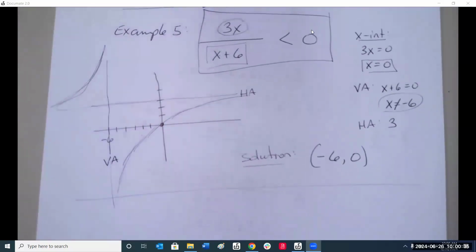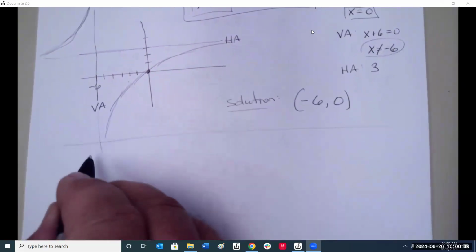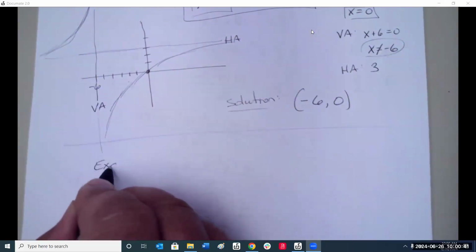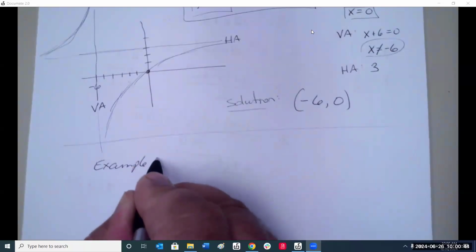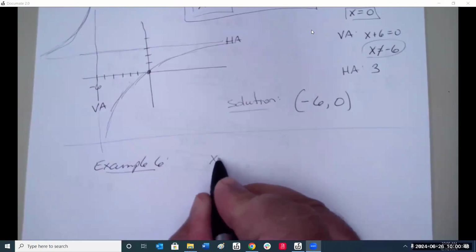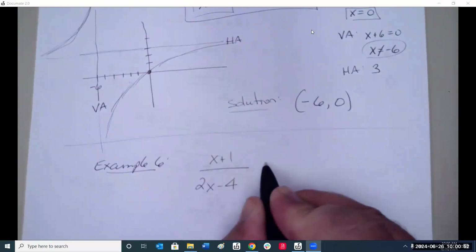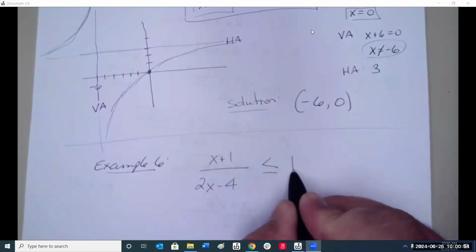So yeah, we have a new twist since we have a rational inequality. Example 6. x plus 1 over 2x minus 4 is less than or equal to 1.